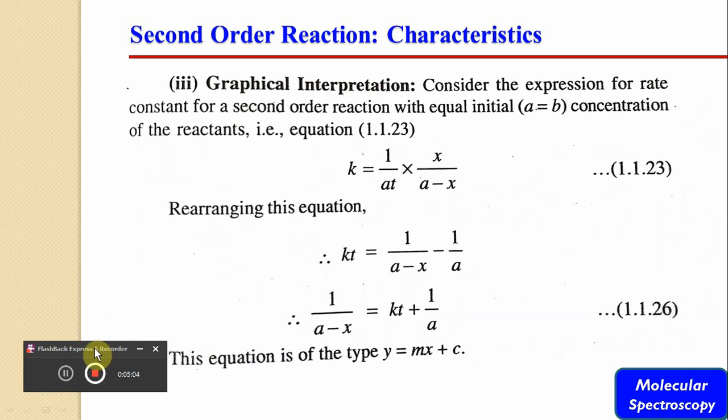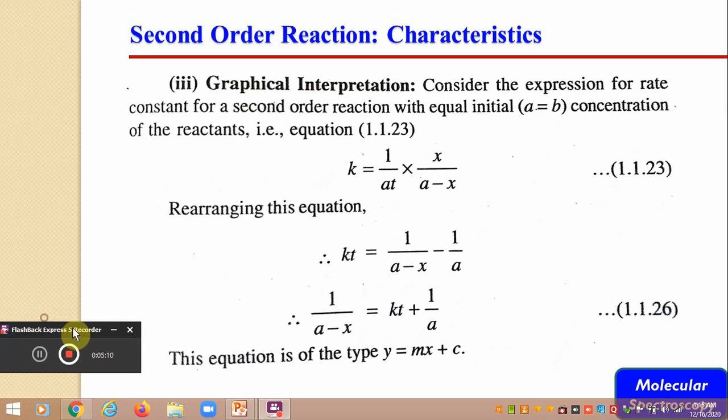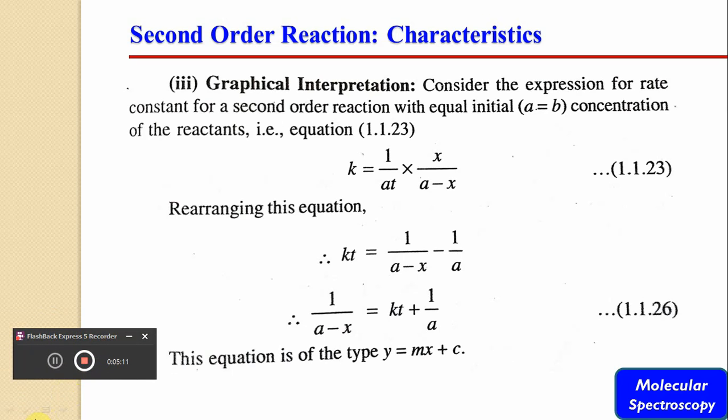Next characteristic: whenever we plot the graph of this second order reaction, it shows a particular nature of graph that can be predicted from here. So in the graphical interpretation, suppose for the equal initial concentration of the second order reaction, we got this equation: k is equal to 1 upon a into t into x upon a minus x, and this is the equation for the rate constant of second order reaction.